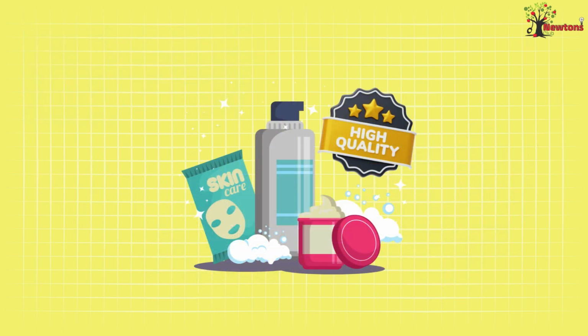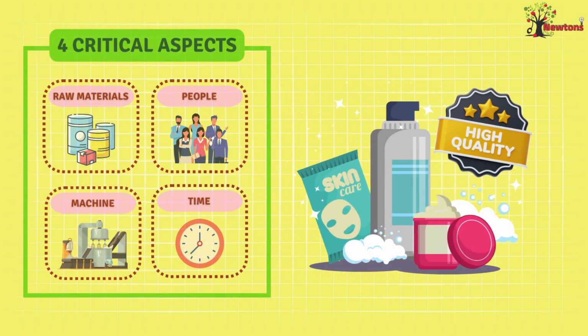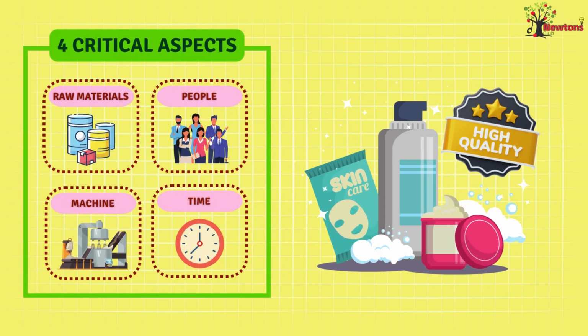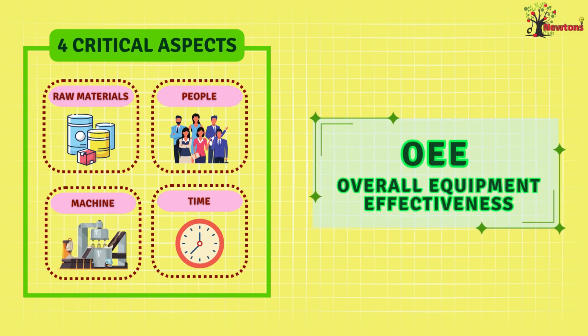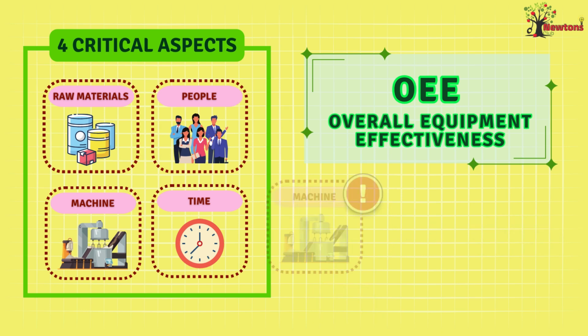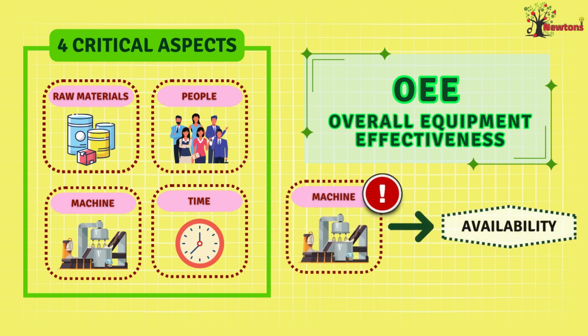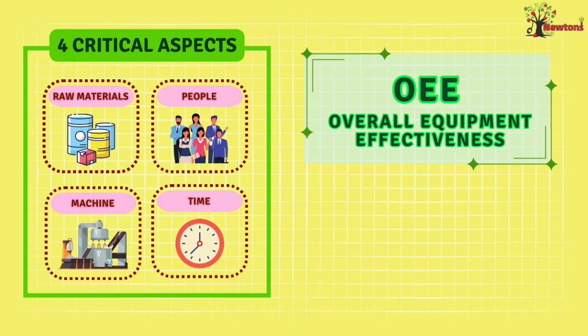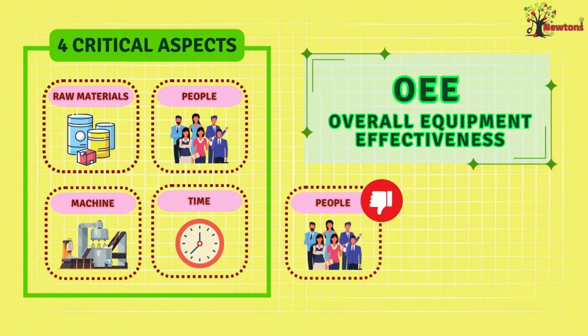Remember that we have mentioned that to consistently produce efficient and high quality products, attention must be focused on four critical aspects: raw materials, people, machine, and time. The amount of focus we put on these critical aspects defines the OEE we get for the organization. For example, if raw materials are of poor quality, it affects the quality component of OEE. If machines are frequently breaking down, it impacts availability. If operators are not well trained, it can affect both performance and quality.